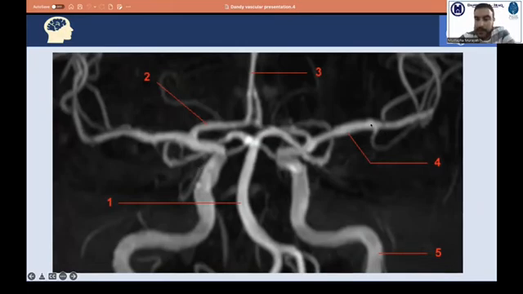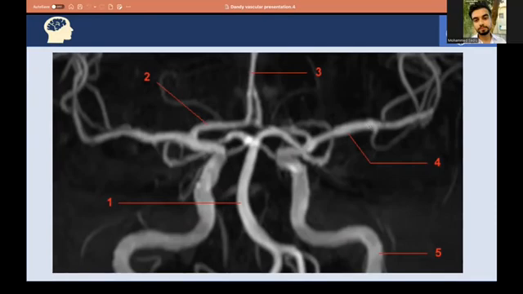Number 4 is the MCA. Can you name the segment? What segment of the MCA? Number 4, here, or even here. We have the sphenoidal segment, the insular segment, the opercular segment. You're naming them all. I said which segment is this? This is the sphenoidal segment before the bifurcation. Yeah, exactly. Thank you very much.